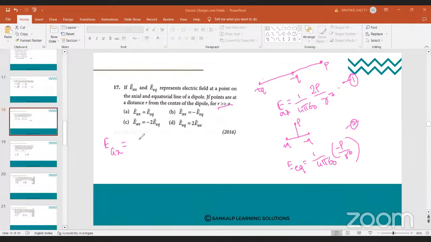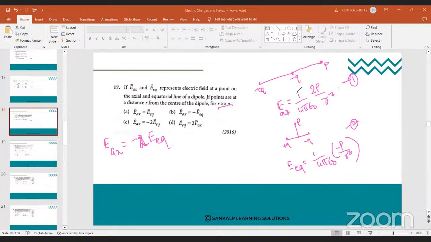So I'll take that minus here. Next, in the axial line there is a 2. So except this 2, whatever the term there is, this is nothing but the equatorial. So option C is the correct option here. I hope you understood this.